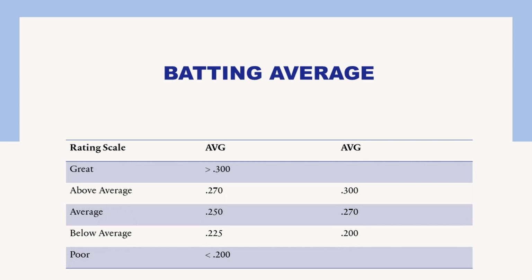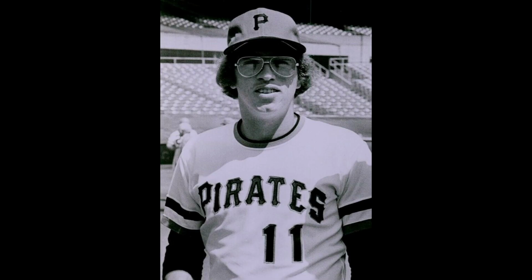.270 is considered good, while above .300 is considered great. Below .250 is considered poor, while below .200 is considered very poor, and even entering the cultural lexicon is the Mendoza line. Player Mario Mendoza failed to reach a .200 batting average 5 times in his 9-year Major League career, earning him ridicule by his teammates and fans.